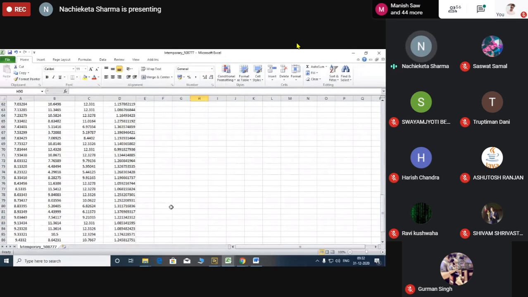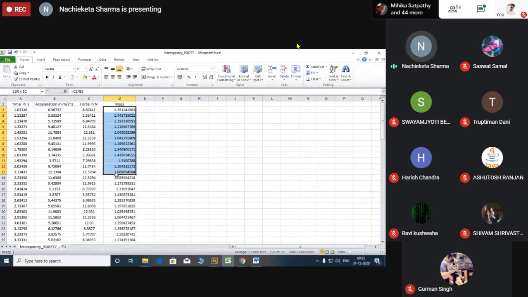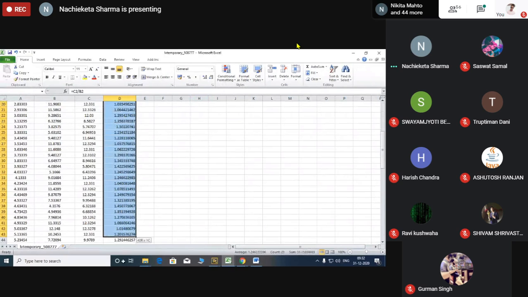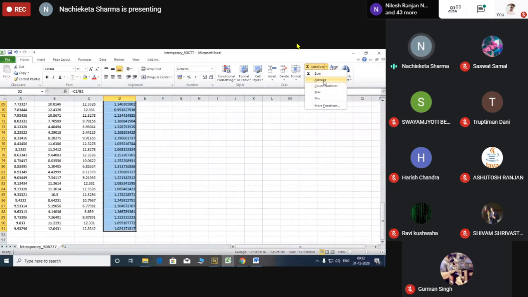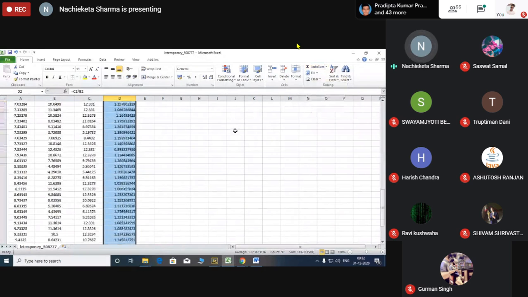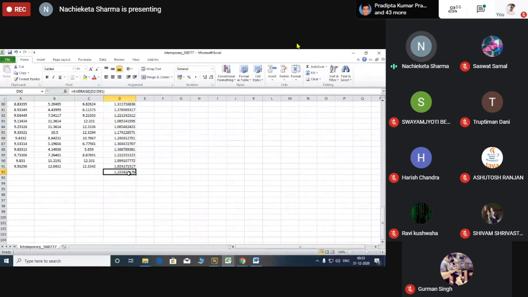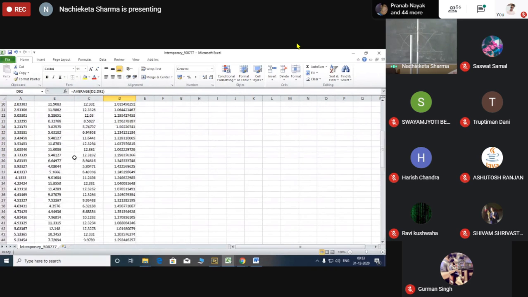After that, first we check what is the average mass. You see, I am selecting from here to the last one. Then auto sum, average. The average is 1.22. Similarly, I will choose some readings from here, 1.22 or like that.